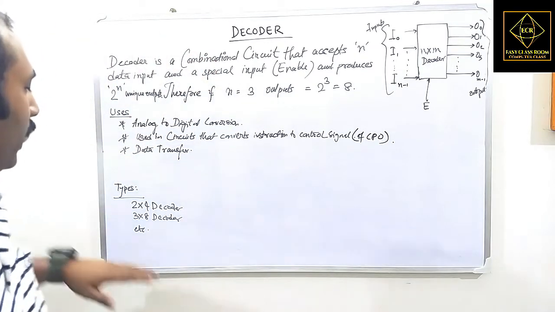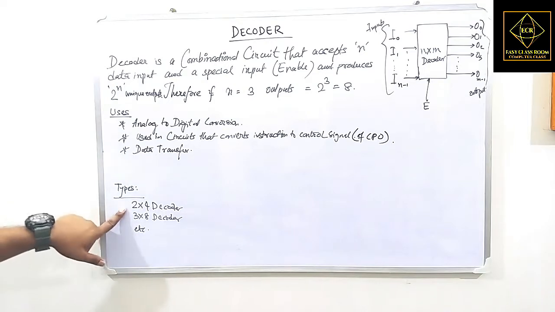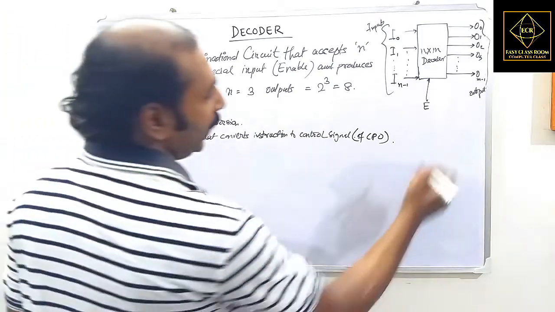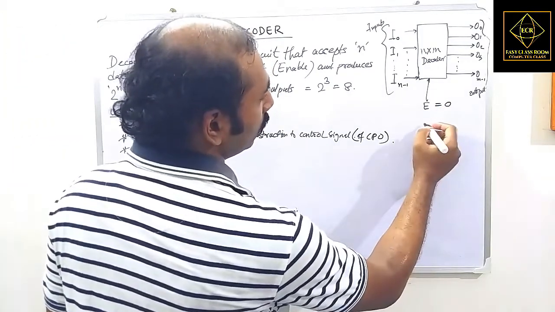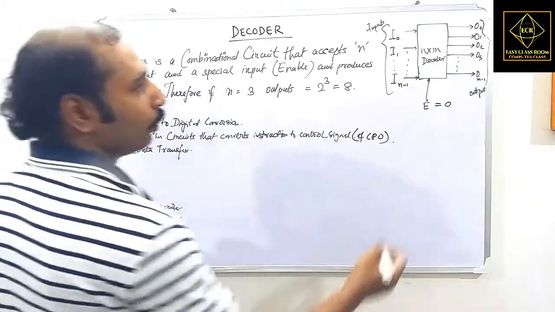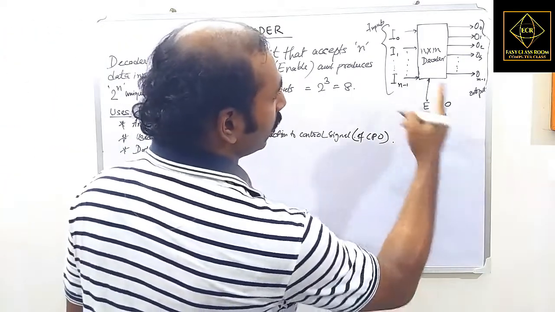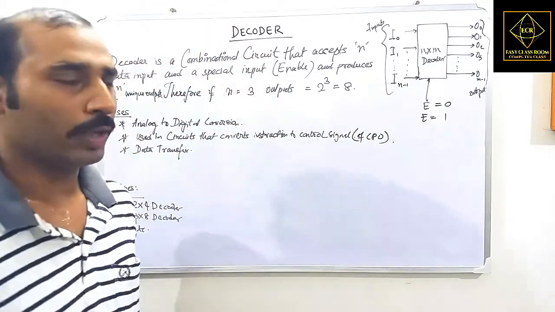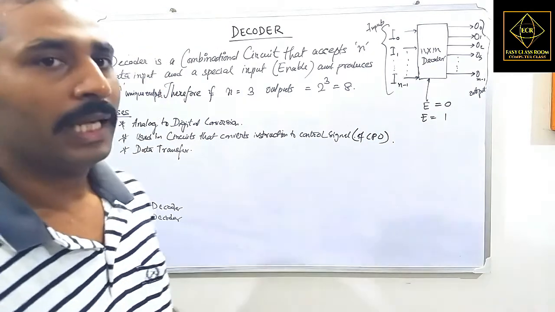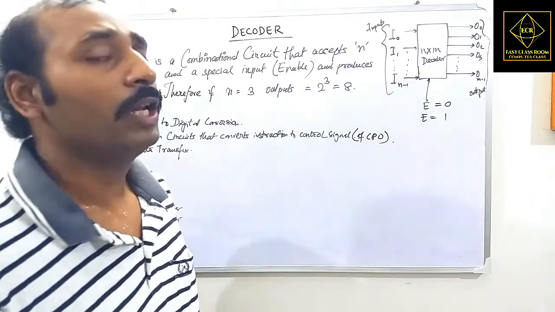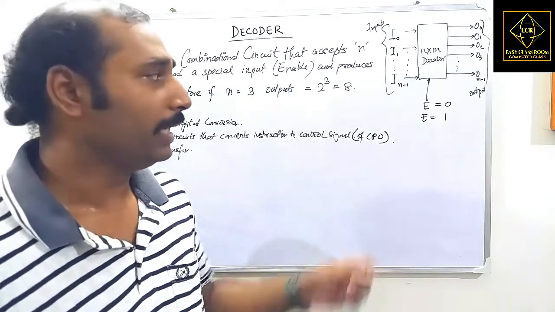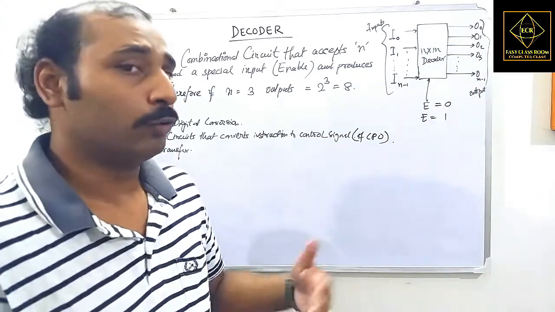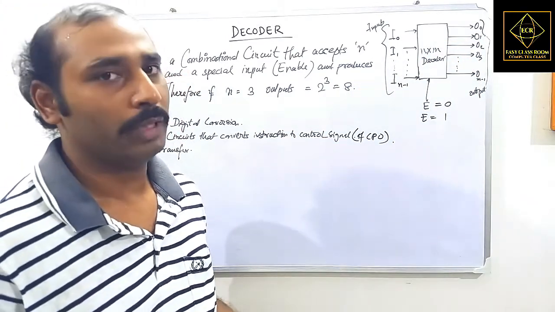Here there are a few types of it. We will learn 2x4 and 3x8 decoder circuits. If E is 0, the circuit will not produce anything. When E is 1, the circuit will be active and the output will be given as per the input choices. Here also the same thing happens. At any moment of time, only one output will be high and the other outputs will be low, corresponding to the input.